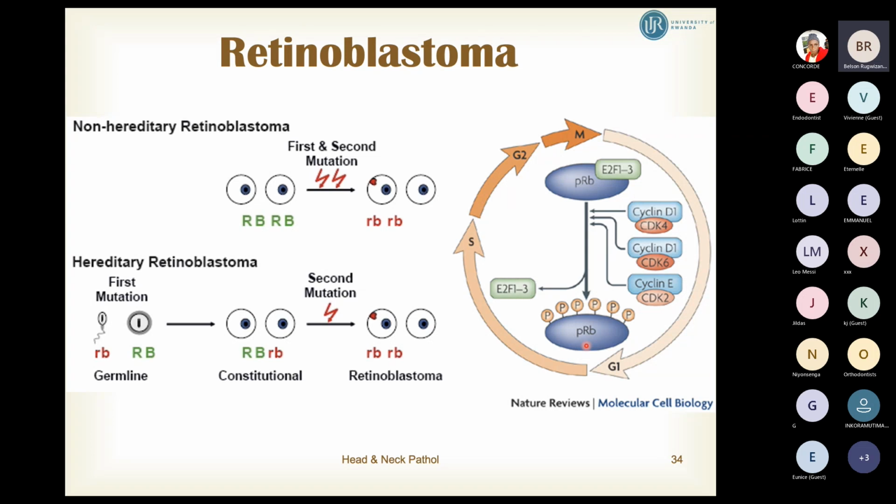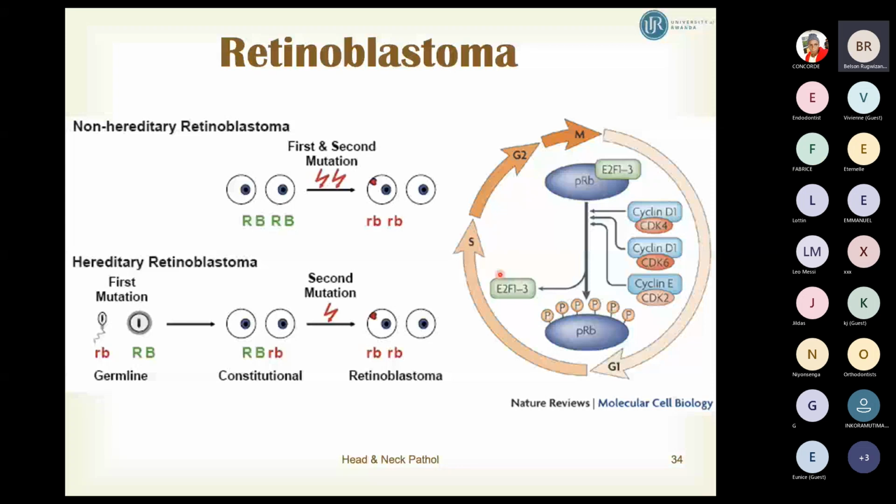So then when it is mutated, what you can understand is that it will not work properly. It will allow the transition from G1 to S phase without controlling that everything is fine, without checking that the DNA is intact before cell division. So when it is mutated, it will not carry out that function.